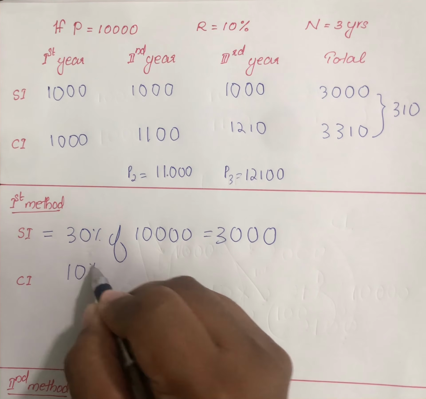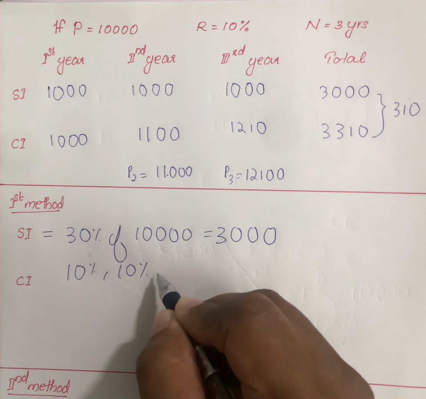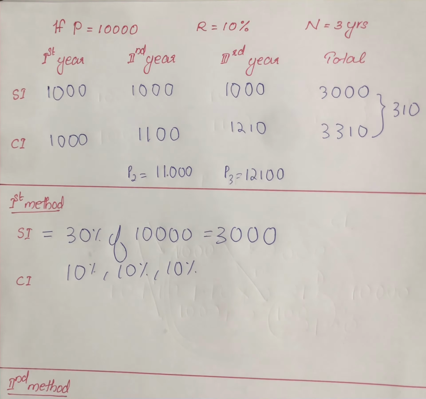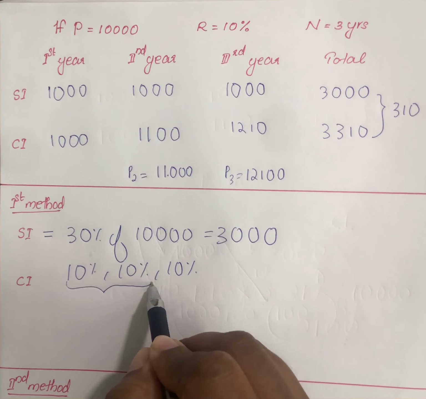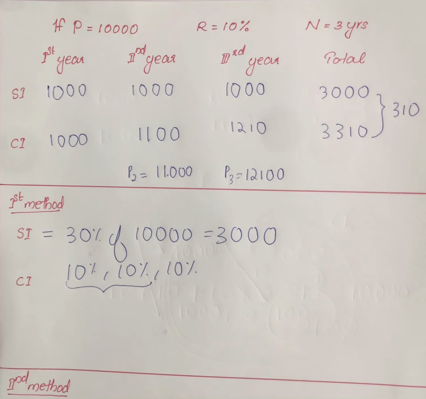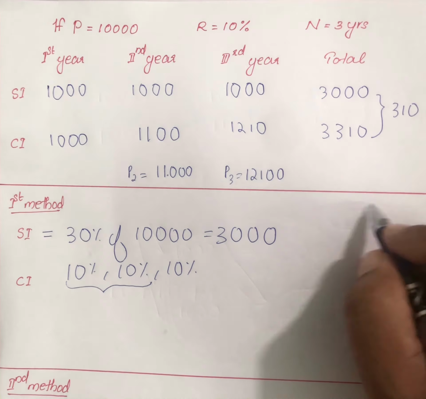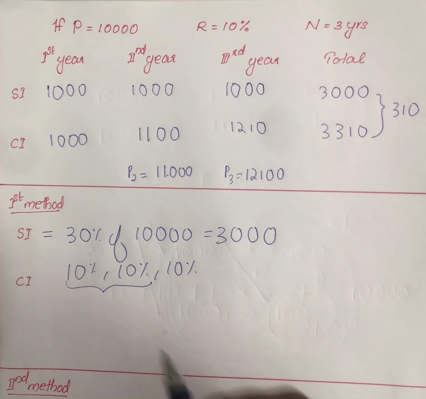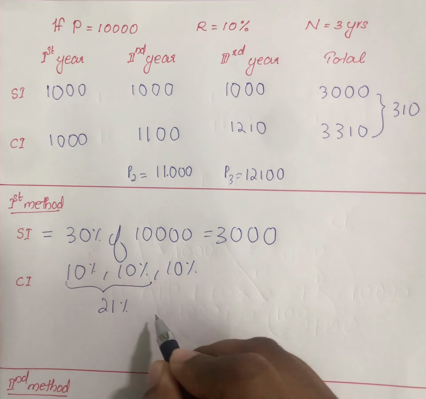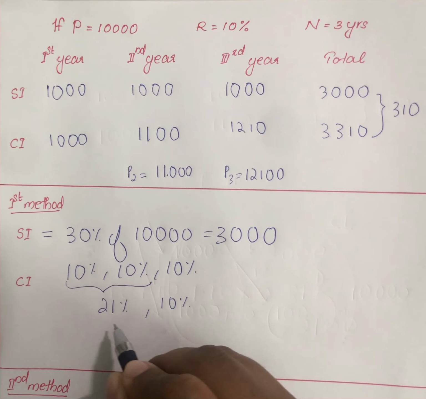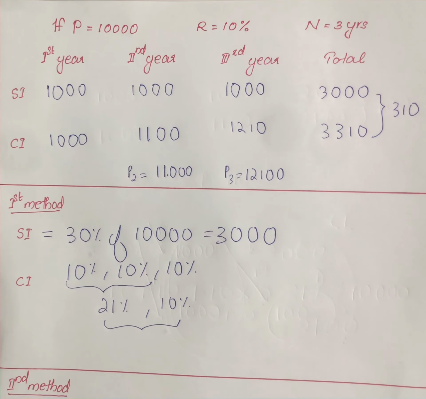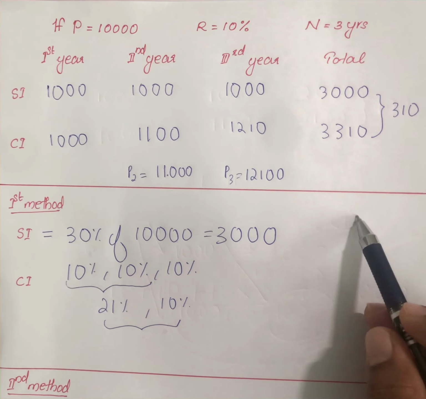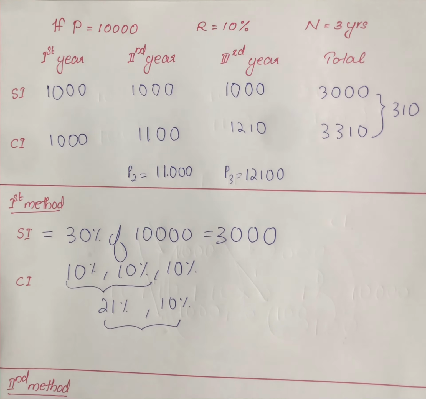First year it is 10%, second year it is 10%, and for the third year again it is 10%. So what we can do is, first two 10s we can take net at a time. As we have done in the previous question, 10 plus 10 plus 10 into 10 by 100, already it is 21%. So now this 21% we take net with the next 10%.